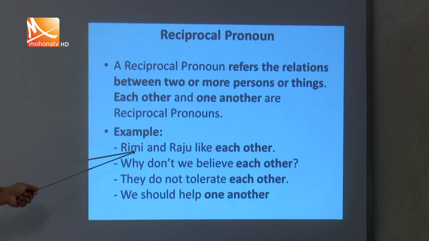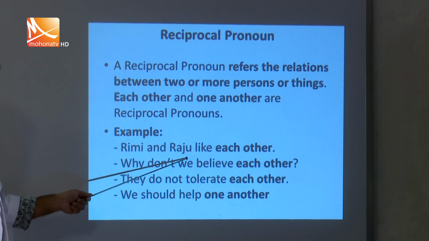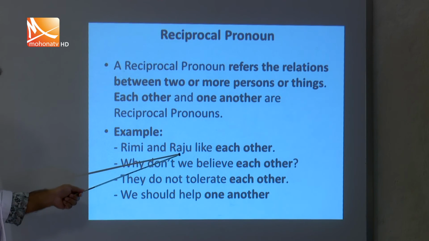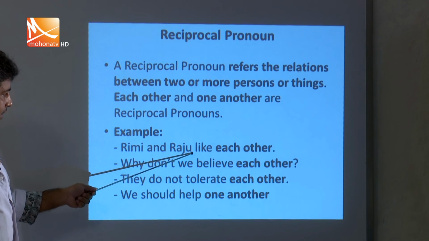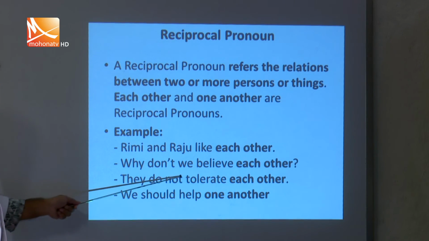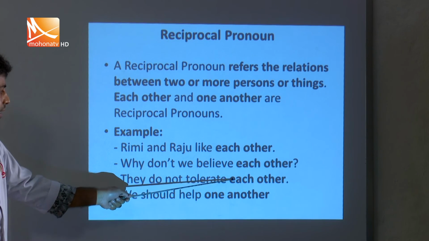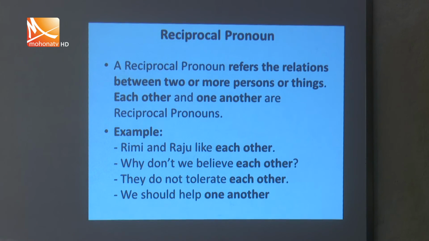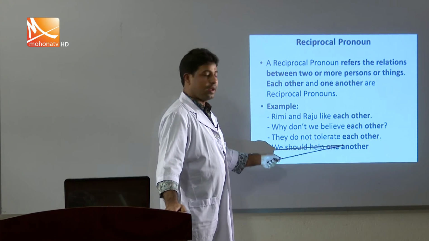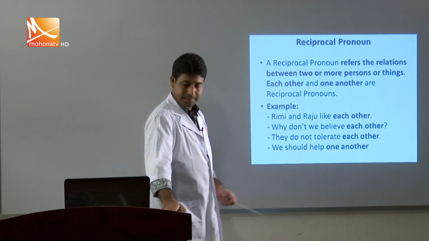For example, Rimi and Raju like each other. Actually, there is interaction. Why don't we believe each other? In this sentence, each other is a reciprocal pronoun. They don't tolerate each other. Here also each other is a reciprocal pronoun. We should help one another. It is also a reciprocal pronoun, one another.